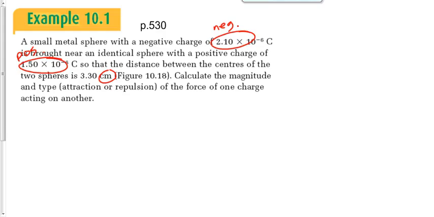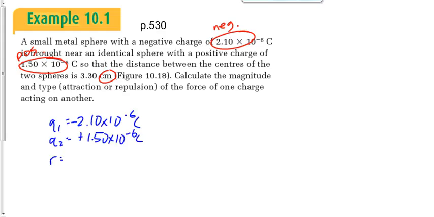All right, what do we got for givens here? We've got charge 1 is negative 2.10 times 10 to the negative 6 coulombs. We've got charge 2 is positive 1.50 times 10 to the negative 6 coulombs. We've got a distance that we're calling r as 0.0330 meters, right? 3.3 divided by 100. We want to find the force.